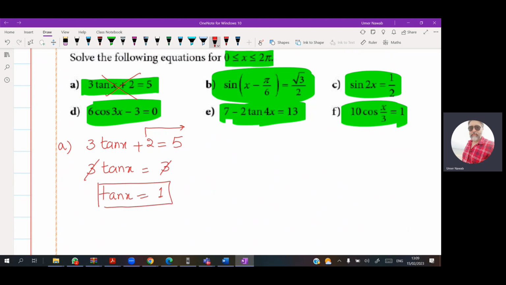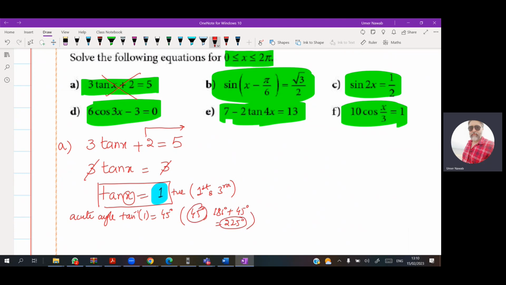And I have already taught you how to solve this. Since my output is positive, it tells you that my angle x will be falling in the first quadrant and in the third quadrant. Then I will get my acute angle. My acute angle will be shift tan of 1, which is 45 degrees. And then I want to transfer the angle into the first and the third quadrant. First is 45 and the third will be 180 plus 45, which gives me 225.